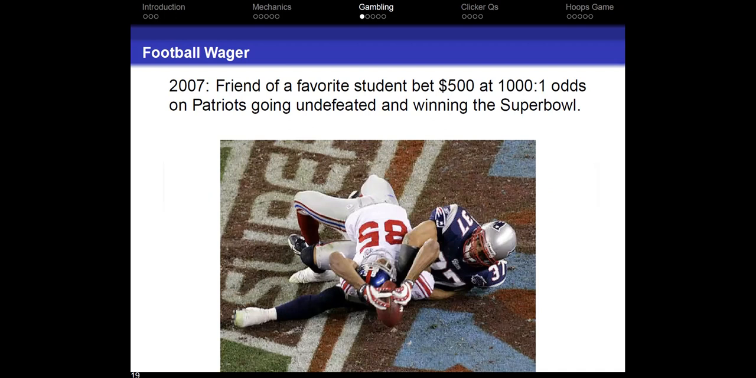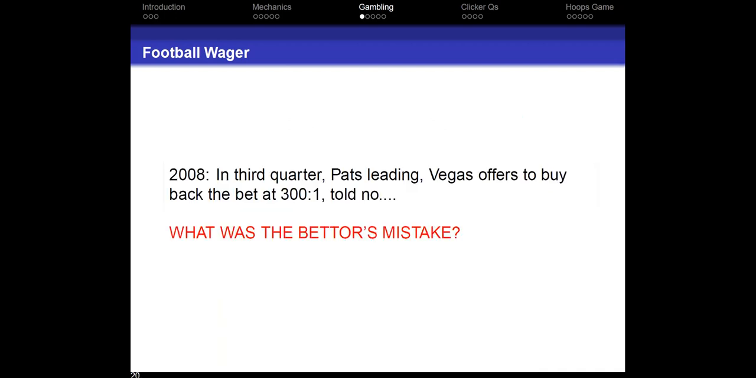Right? So the Patriots were extremely close to going undefeated and winning the Super Bowl this year. He would have had $500,000. In the third quarter, with the Patriots leading, Vegas calls him and says, we're willing to buy your bet back right now at 300-1. And his response: hell no, go Pats! Now, if you talked to him a little bit later, he would have, of course, kicked himself. What was his mistake? And don't say his mistake was not selling back.